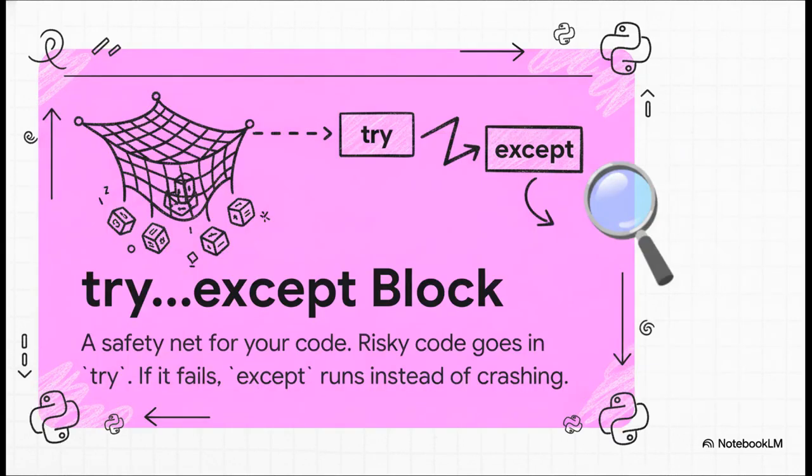So to deal with those runtime errors, Python gives us this awesome tool called the try-except block. Think of it like a safety net. You put any code that might be a little risky, that might fail, inside the try part. If something goes wrong, the program doesn't crash. It just gracefully jumps over to the except part, where you can handle the problem without bringing everything down.